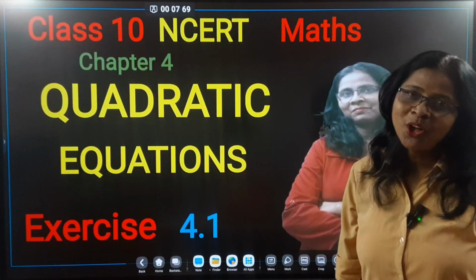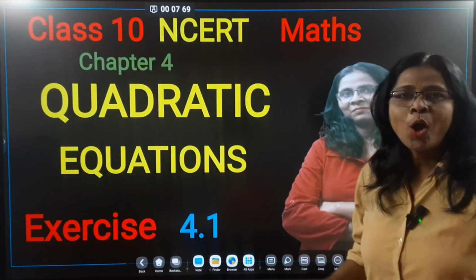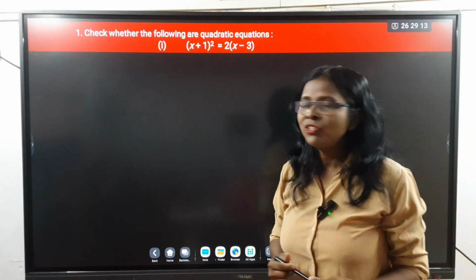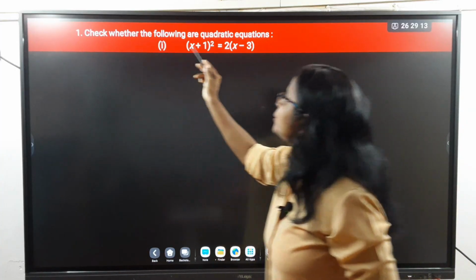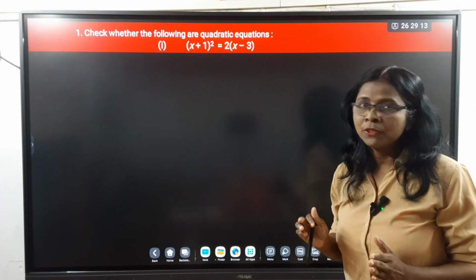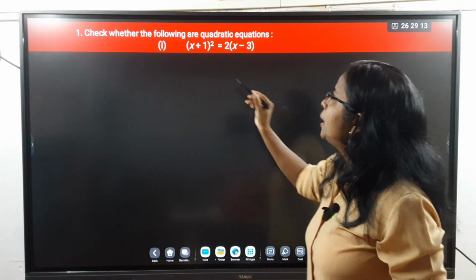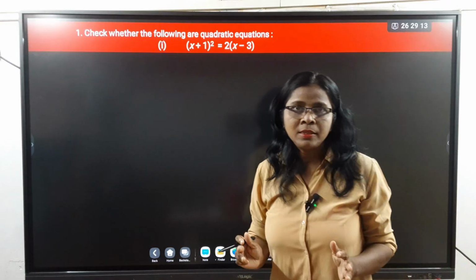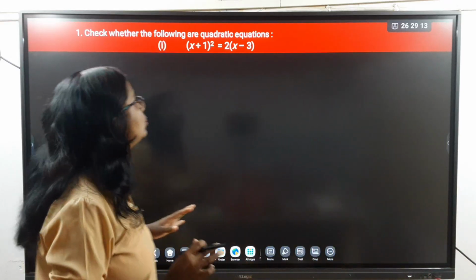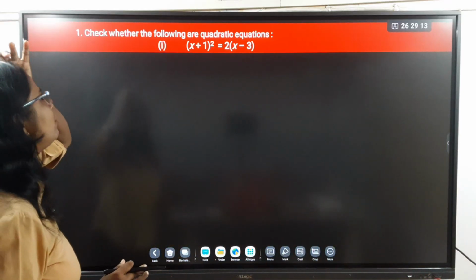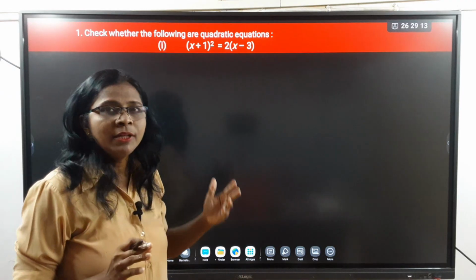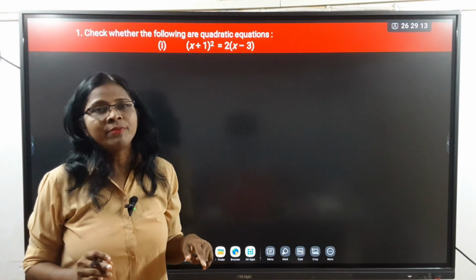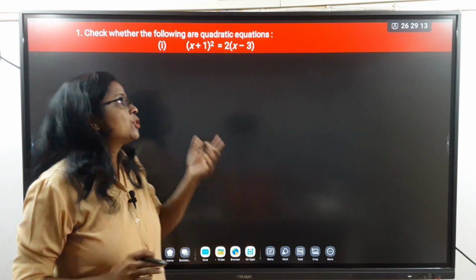Now we are going to solve exercise 4.1 of chapter 4, Quadratic Equations. First, check whether the following are quadratic equations. The first example is (x + 1)² = 2(x − 3). Now, students, we have to identify whether this given equation is a quadratic equation or not. So how can we solve such a type of question?